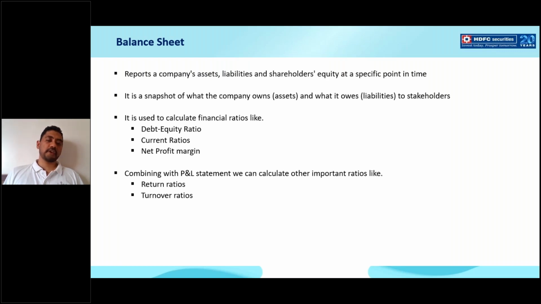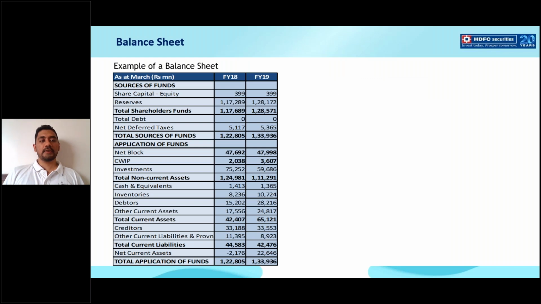Combining the P&L statement, we can also calculate other important ratios like the return ratios and turnover ratios. The return ratios are important because they give us a view of what the final shareholders are earning from the investments of the company. So this is an example of a balance sheet of a company.